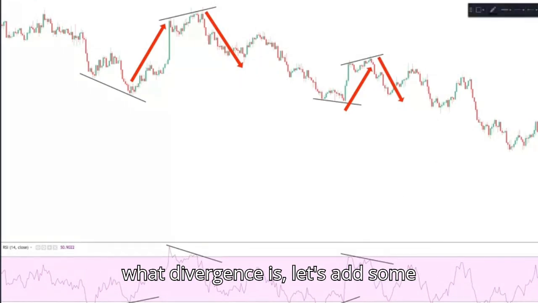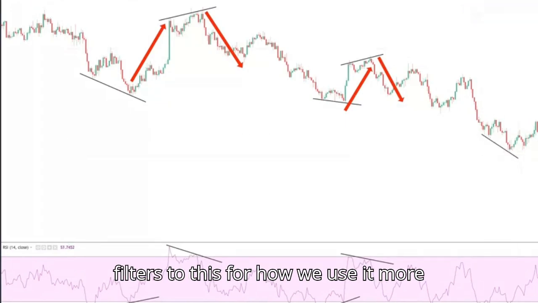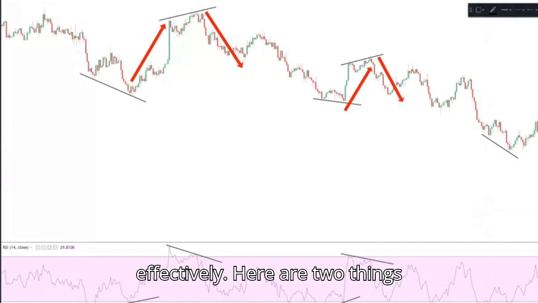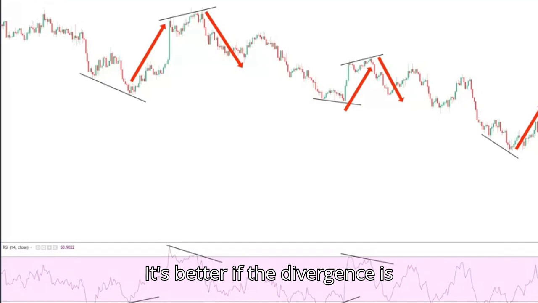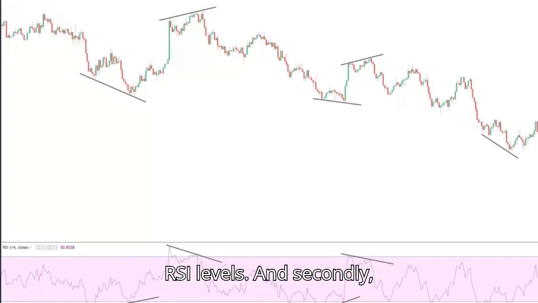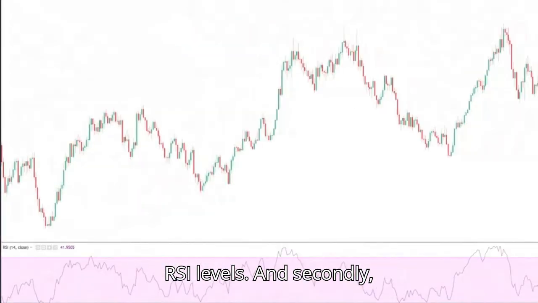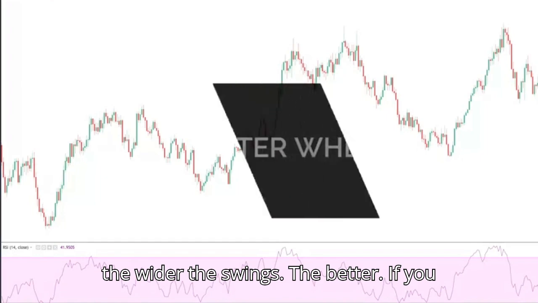So now that you know what divergence is, let's add some filters to this for how we use it more effectively. Here are two things that make divergence even more effective. It's better if the divergence is occurring inside or close to overbought or oversold RSI levels. And secondly, the wider the swings, the better.